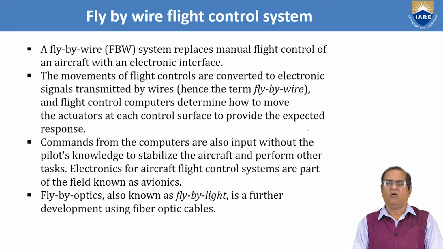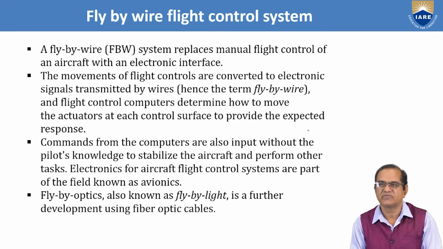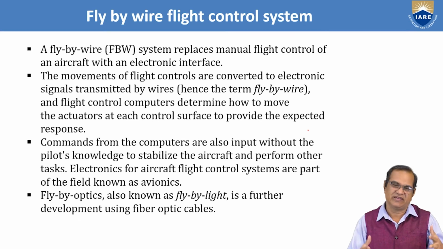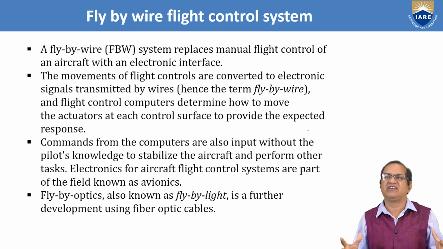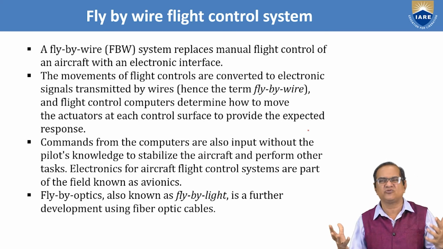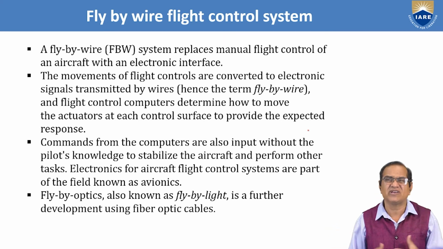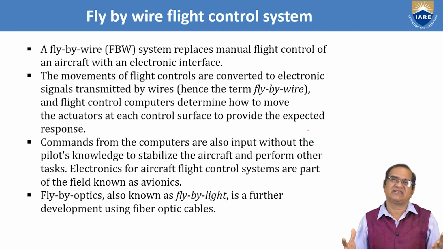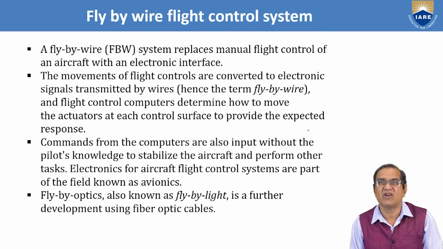Next is the fly-by-wire flight control system. Initially we had mechanical systems. I have shown you the push-pull type, then the hydraulic type, then the electrical type. But after that, these had a lot of problems of mechanical failure, bearing failures, cracks and so many things, and a lot of accidents used to happen. To avoid that, some 20 years back, the fly-by-wire control system was developed.